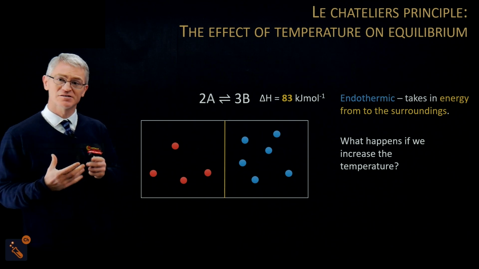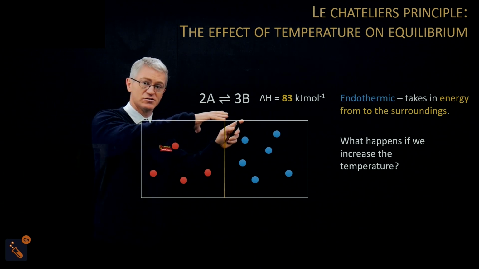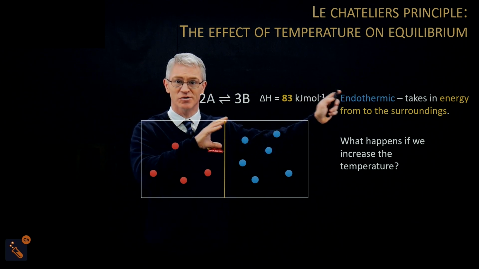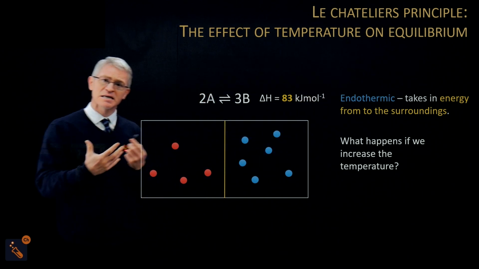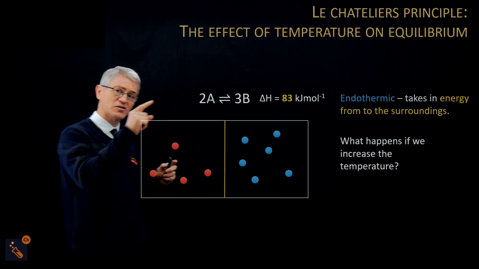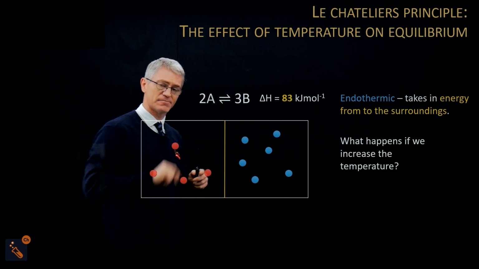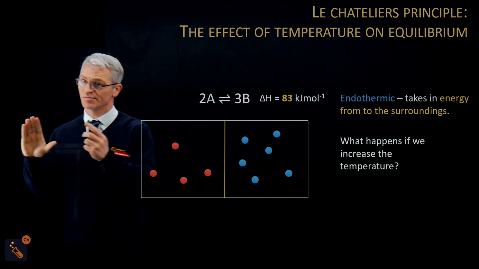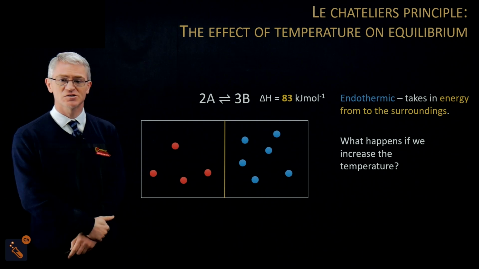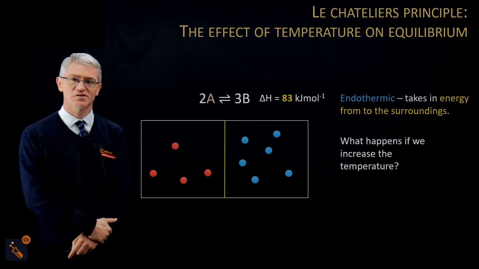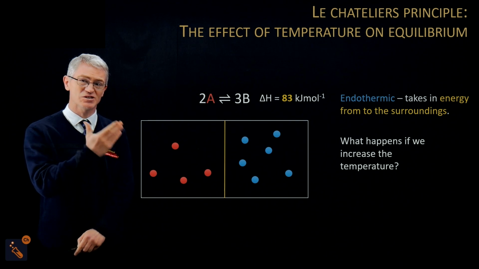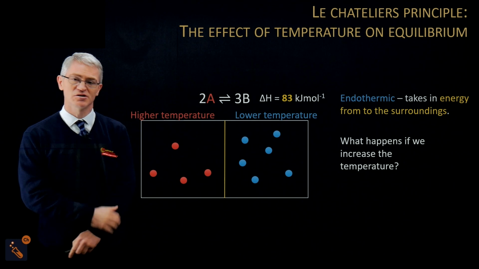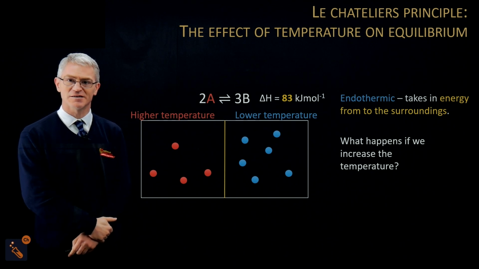And that means as you do this reaction, it takes in energy from the surroundings, which means it's going to get colder, which is why we've put it in blue. So it's going to get colder the more of B you make, and it will get hotter the more of A you make, because it's exothermic in the opposite direction. So what happens if we increase the temperature then? Well, first of all, let's go back and say which is the hot side and which is the cold side. The higher temperature would be if you make A, and the lower temperature would be if you make B.